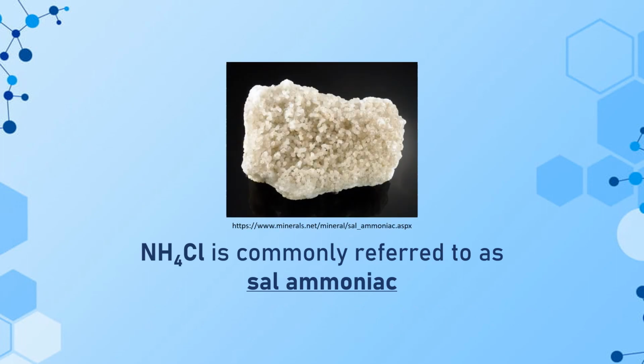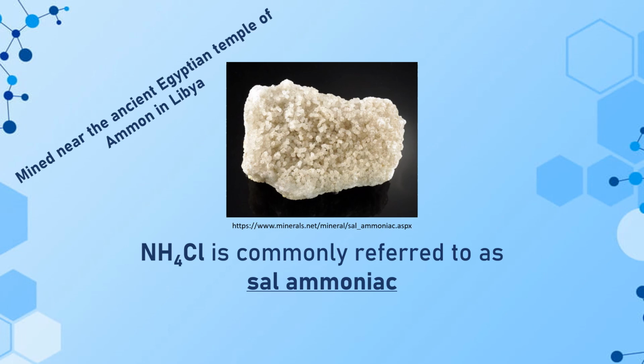The chemical name of a compound of ammonium and chloride ions is ammonium chloride NH4Cl. Long before NH4Cl received this name, however, people commonly referred to it as sal ammoniac. They mined this ionic compound near the ancient Egyptian temple of Ammon in Libya. The name sal ammoniac literally means salt of Ammon. Early chemists routinely gave trivial names to substances before understanding their chemical structure and behavior.